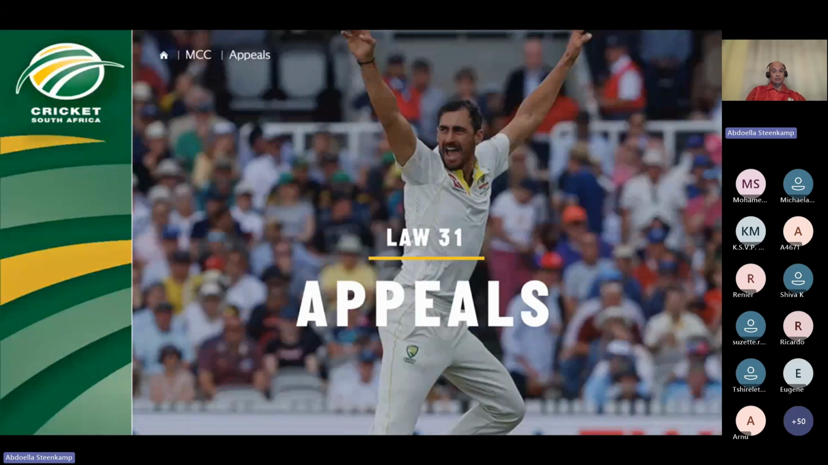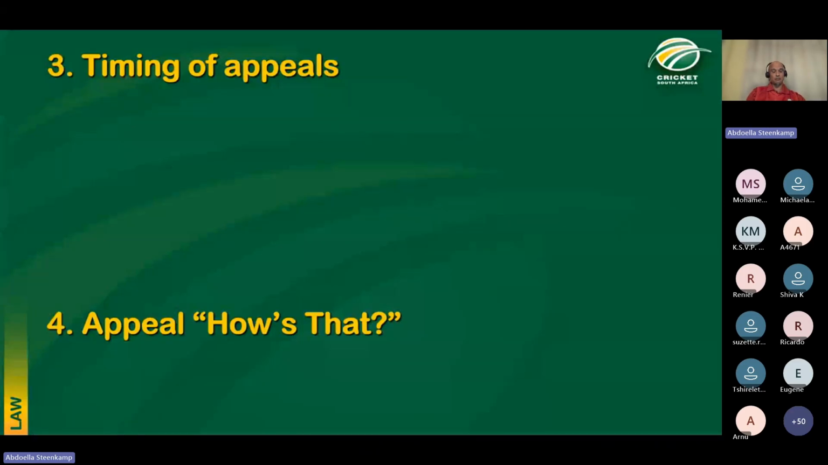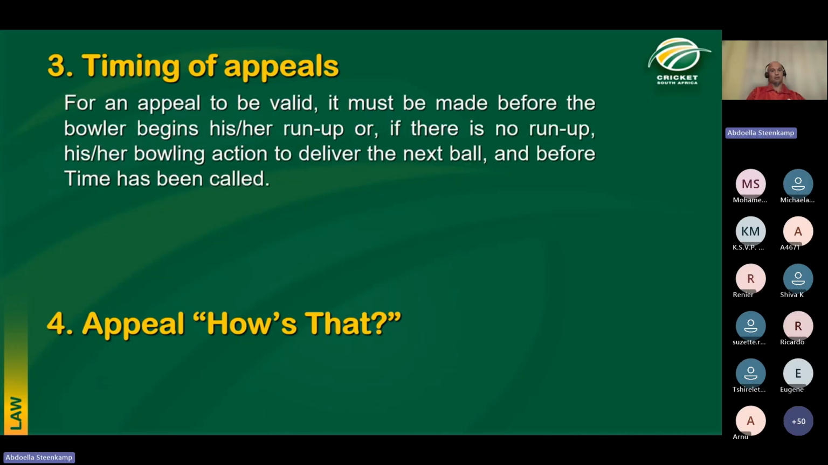Next law is appeals. The only subsection that we're covering under appeals is the timing of the appeals. What is that window period? How long is your appeal still valid? So the appeal is still valid and it must be made before the bowler begins his or her run-up, or if there's no run-up, the bowling action, and before time has been called.